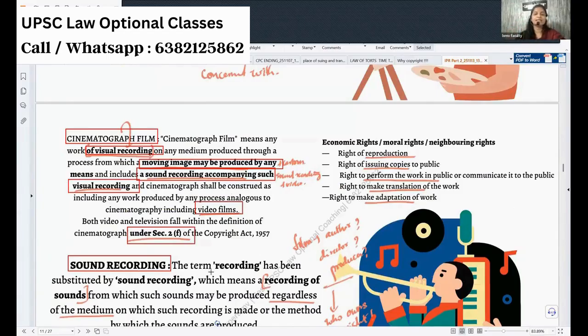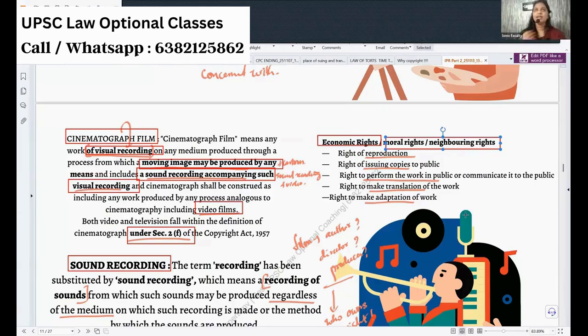Now, what are the rights they will be having? The author will have three types of rights. One is economic right. Next is the moral rights and next are the neighboring rights. So, don't worry about the neighboring rights. Regarding an author, these two types of rights are very important for UPSC. One is economic right, economic exploitation.